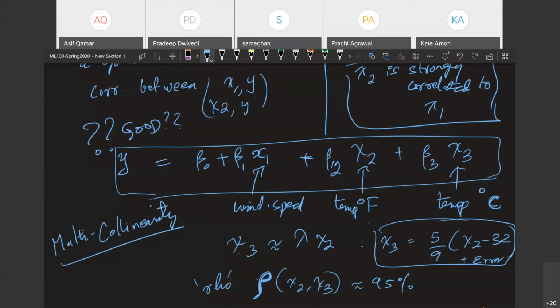Yeah, one is a linear transformation of the other. And that happens when they are strongly correlated. Remember, strong correlation would be that the relationship would be something like this between x3 and x2, isn't it? Which is what it is between temperature in Celsius and Fahrenheit. So that is multicollinearity. Is it a good thing or a bad thing?